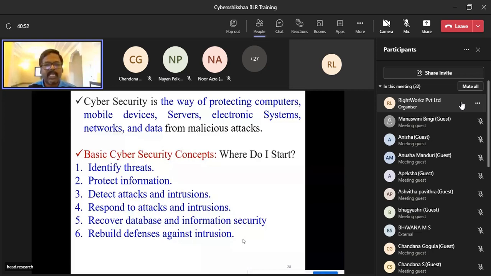Sir, I am a beginner of cyber security. Where do I start? If you are a beginner, you can start with identifying threats, viruses and trojans, protecting information, detecting attacks and intrusions, responding to attacks and intrusions, recovering database and information security, and rebuilding defenses against intrusion. These are the 6 steps you need to start with.